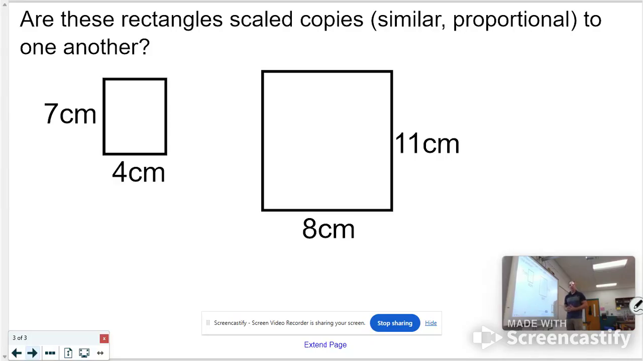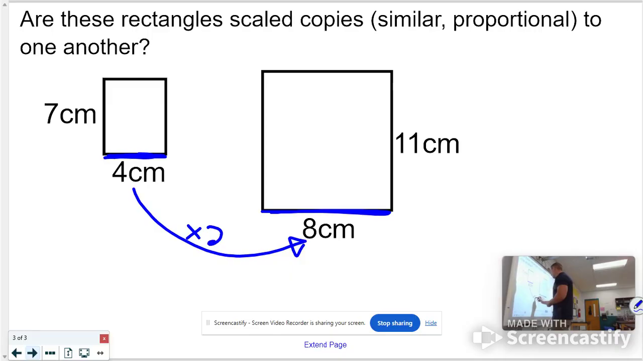If we're going to figure out if they are proportional to one another or scaled copies of one another, what we want to do is identify, is there a scale factor between them? Is there a number that we're multiplying the side lengths by on one to get the corresponding side lengths on the other that holds true for all of the lengths? Well, I'm going to start with the base of each that I'm highlighting in blue. The base of the original one is 4, the base of our new enlarged one is 8, so we can do 8 divided by 4, and that's going to be twice as much.